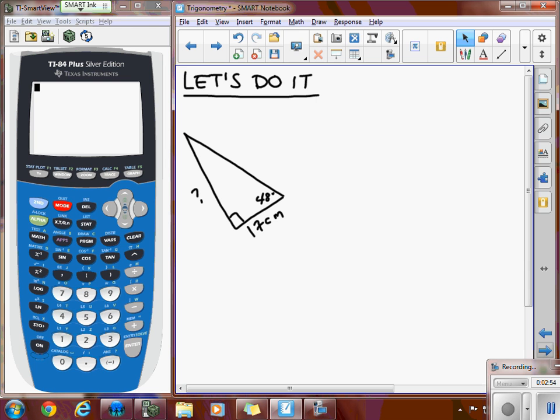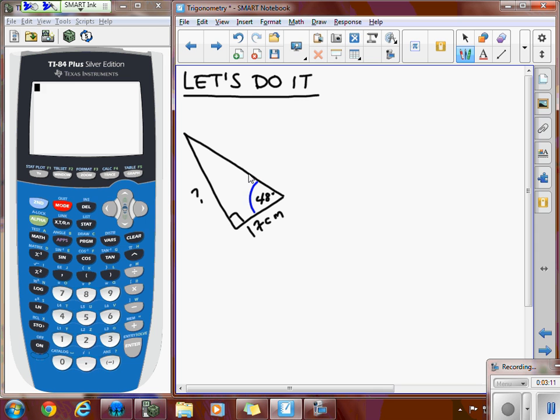Here's a right triangle, and you can see that we have an angle that is 48 degrees. We have a side that's 17 units. And we have this question mark along the way that we're going to try to figure out. That's our unknown, and we're going to use right angle trig to figure it out.